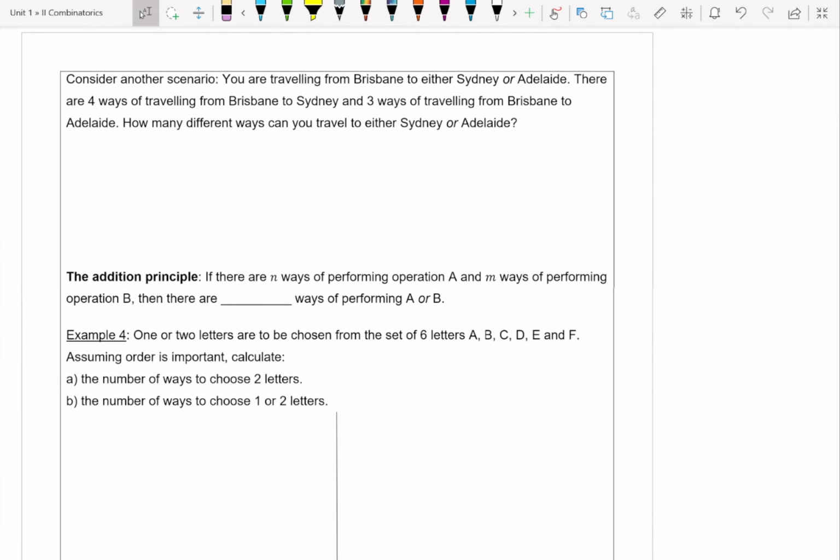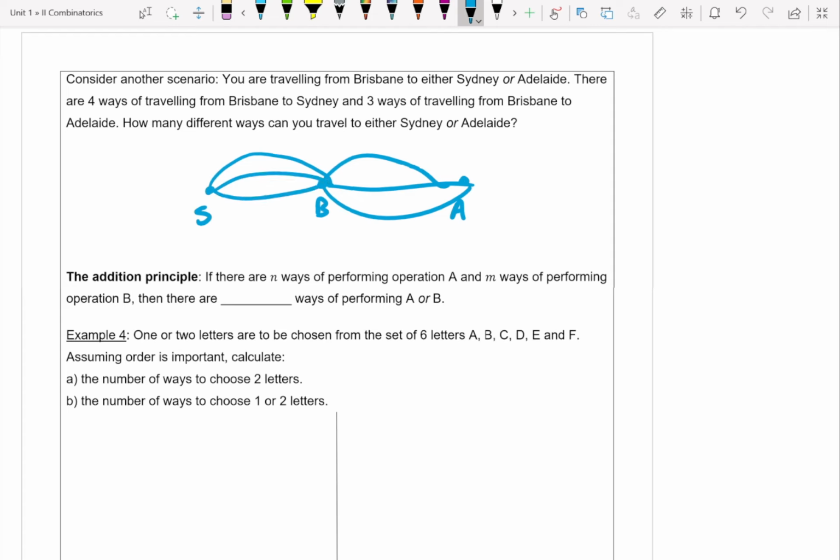So, consider another scenario. You're traveling from Brisbane to either Sydney or Adelaide. There are 4 ways of traveling from Brisbane to Sydney and 3 ways of traveling from Brisbane to Adelaide. How many different ways can you travel to either Sydney or Adelaide? So, let's draw our nodes again, but this time we're starting from the middle and we've got the choice of either Sydney or Adelaide. So I have 3 options to take me from Brisbane to Adelaide, 1, 2, 3. And I have 4 ways of travelling to Sydney, 1, 2, 3, 4.